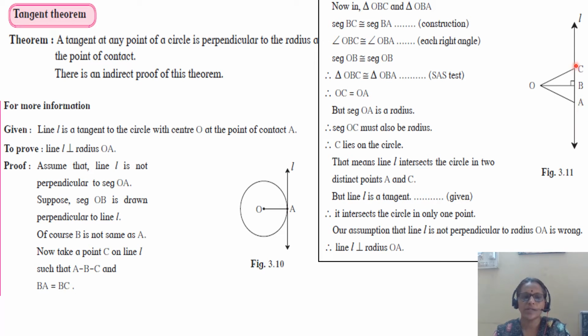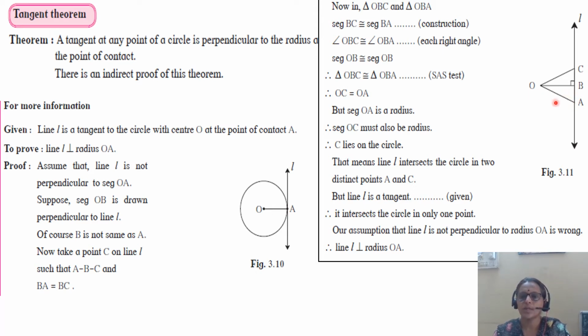Now select another point C on this line L such that B is in between C and A. So we have BA equal to BC by construction. Now consider triangle OBC and triangle OBA. In this, BC is congruent with BA by construction. Angle OBC is congruent to angle OBA, that is, each is 90 degrees. OB is the common side. So the two triangles are congruent by SAS test. So OC is congruent with OA, corresponding sides of congruent triangles.